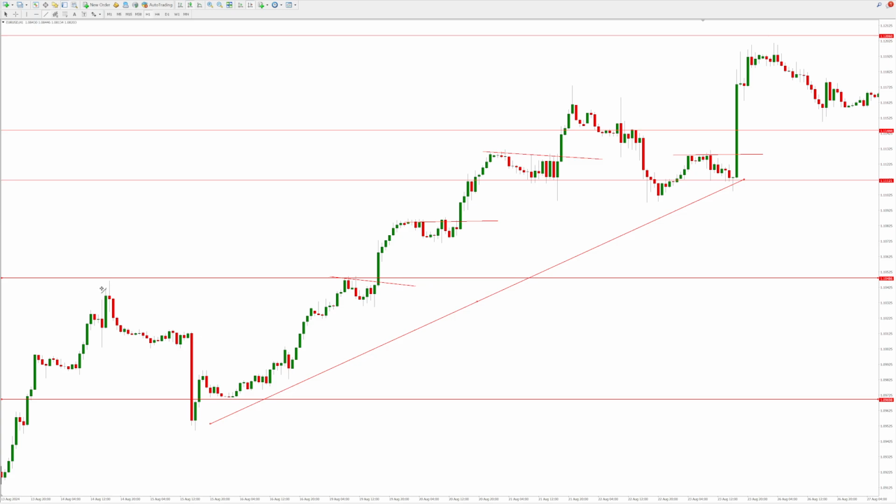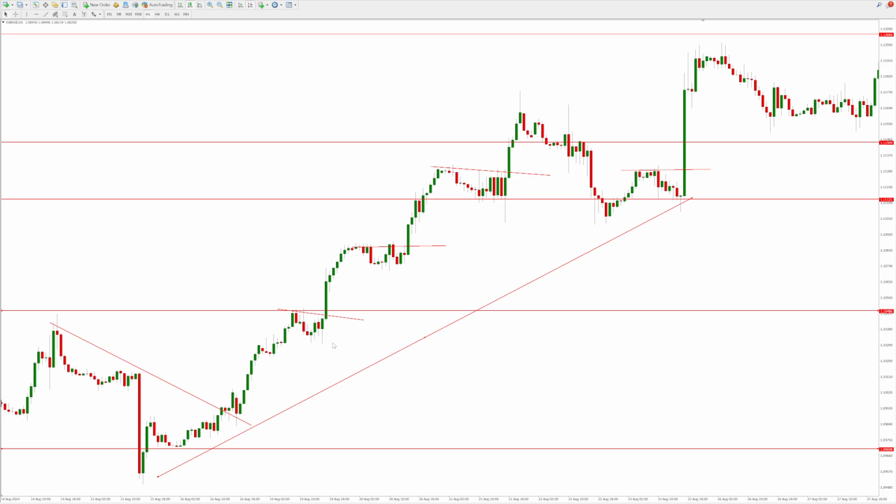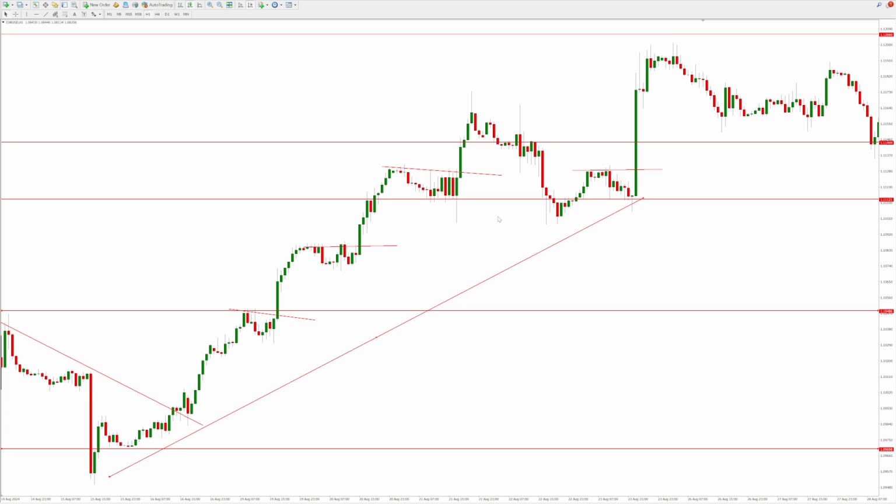In fact, we could arguably have been in as early as this entry here on this breakout. Again, trail the price on the way up using these lows, perhaps exit some of the position and bank some profit along the way.